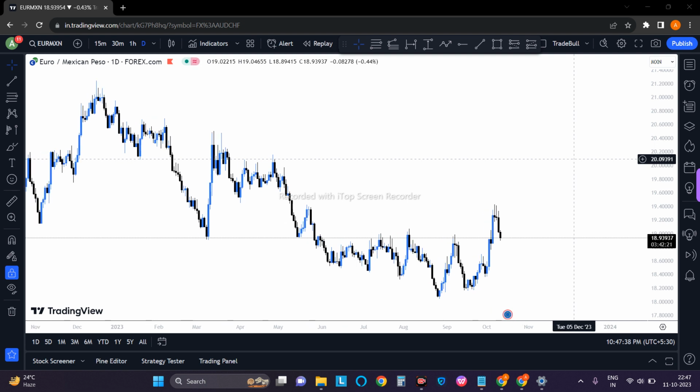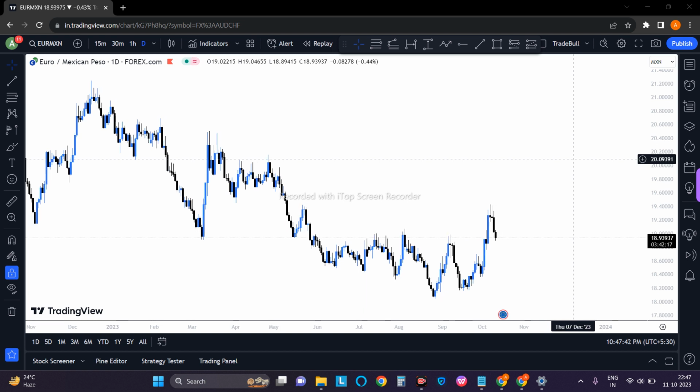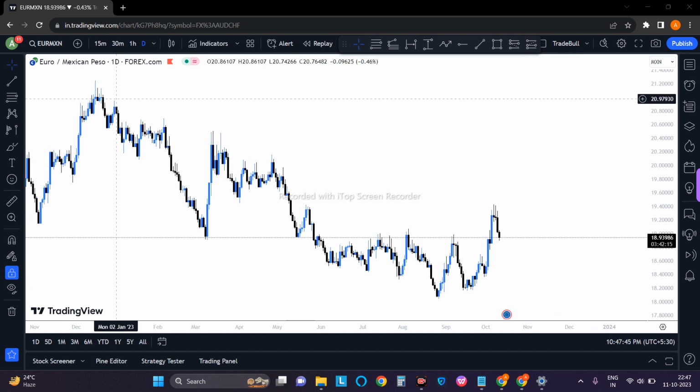So on my screen, you can see that I have a daily chart open of this forex pair, and it is very clearly visible that the price is trending down, right? So this is the area from where the movement started. Price made a high, then a drop, then another high, which is lower than this high, then a drop, and then it is consolidating.